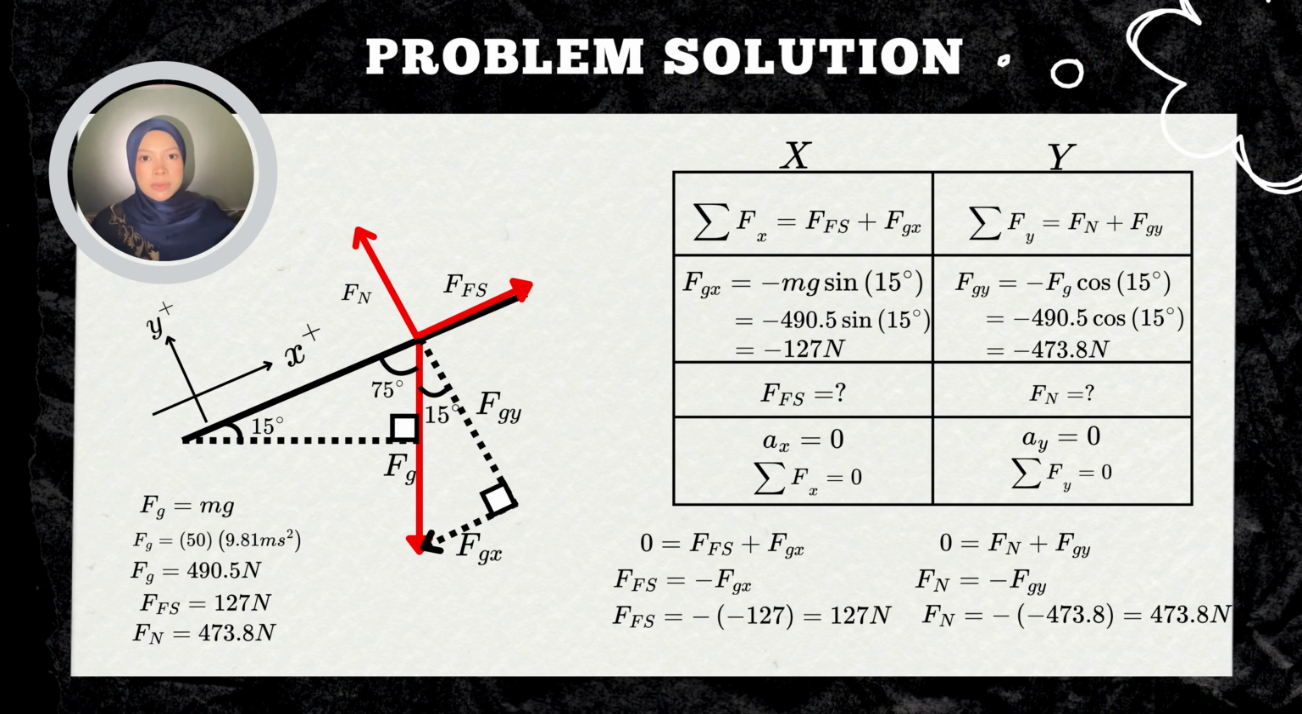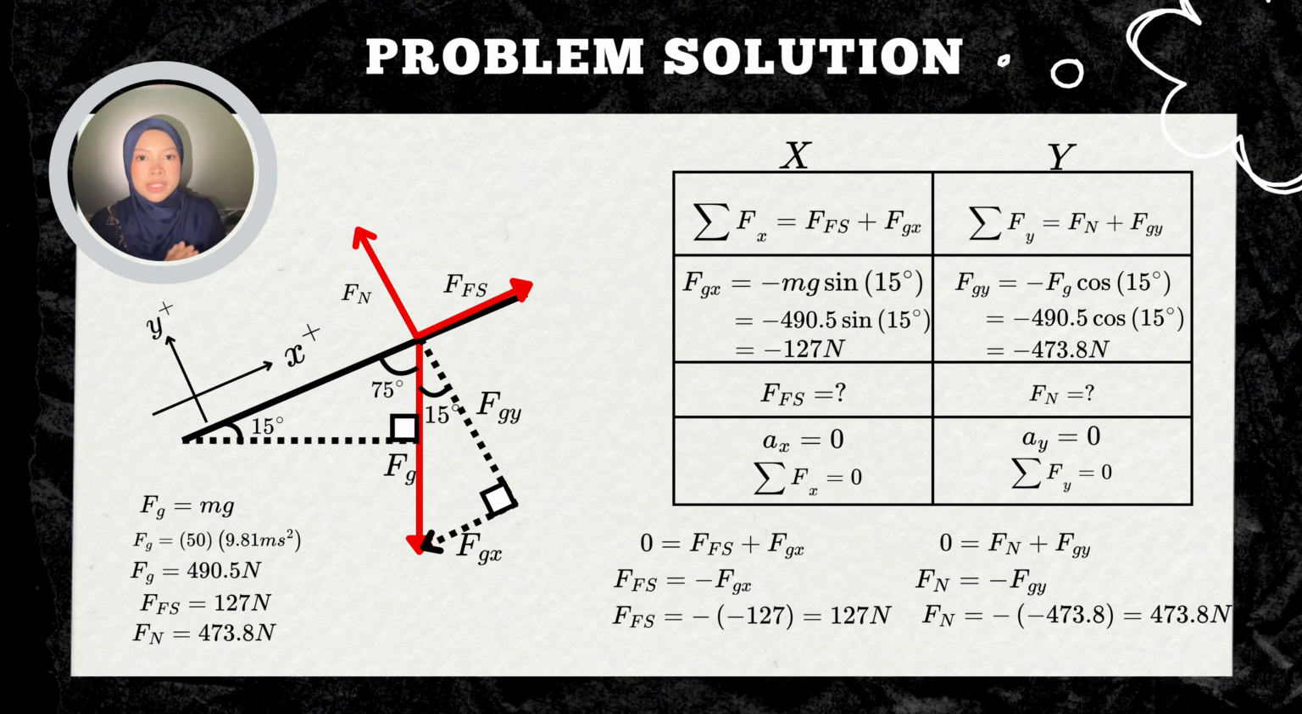Now, since Miss Sunshine is standing still, we know that the acceleration is equal to 0. That tells us that the sum of net forces for the x-axis is equal to 0. Then 0 equals Ffs plus Fgx. Then move the friction force to the left side and substitute the value of Fgx in the formula. Then we get the total of 127 Newtons.